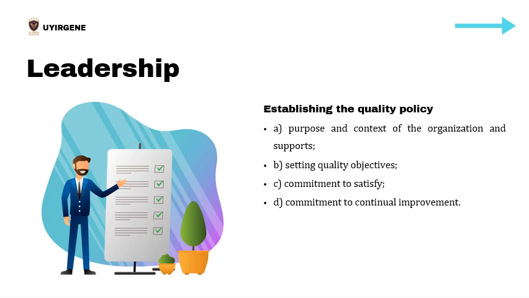Establishing the quality policy. Top management shall establish, implement, and maintain a quality policy that is appropriate to the purpose and context of the organization, and supports its strategic direction. Provides a framework for setting quality objectives. Includes a commitment to satisfy applicable requirements. Includes a commitment to continual improvement of the quality management system.